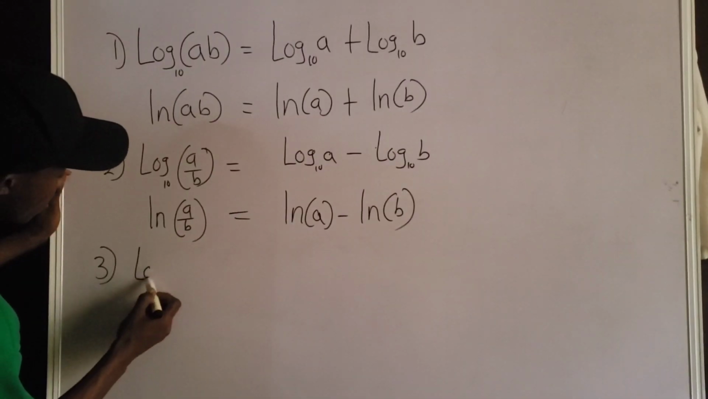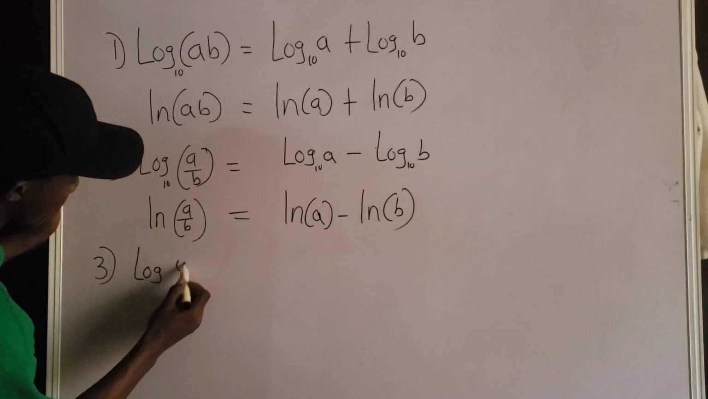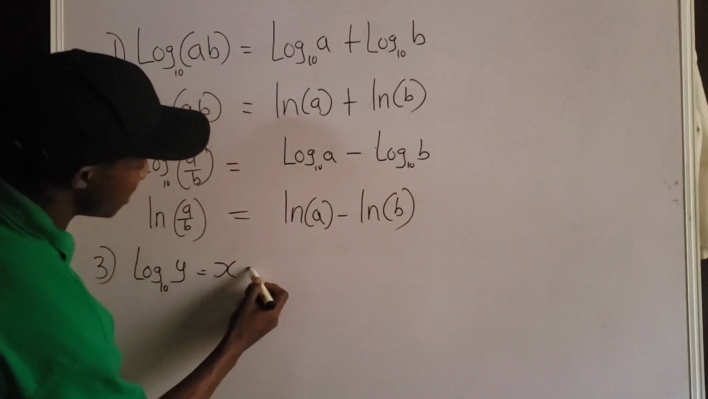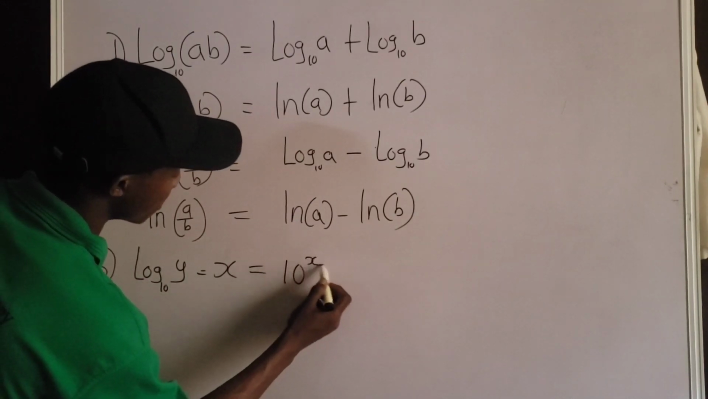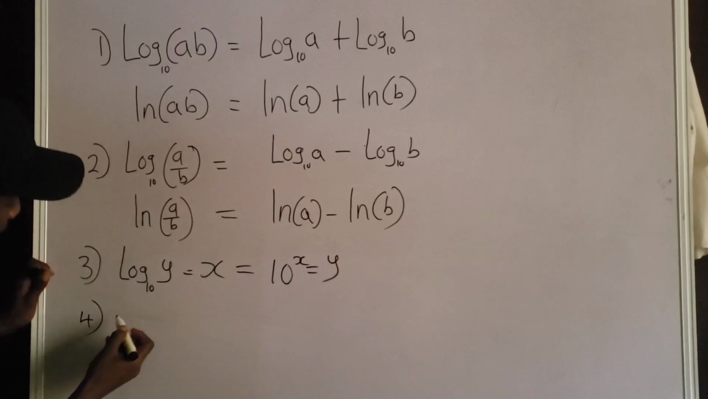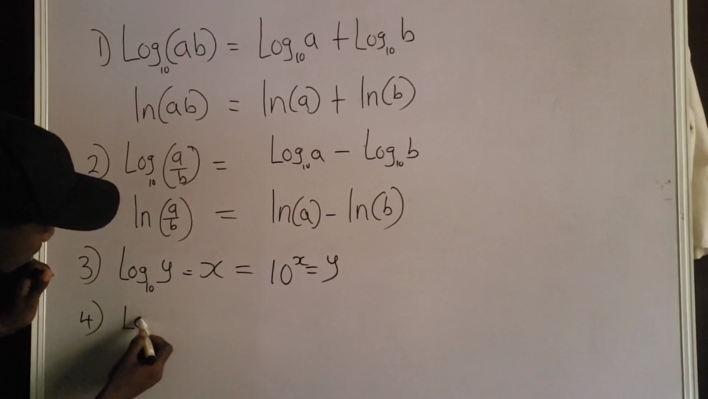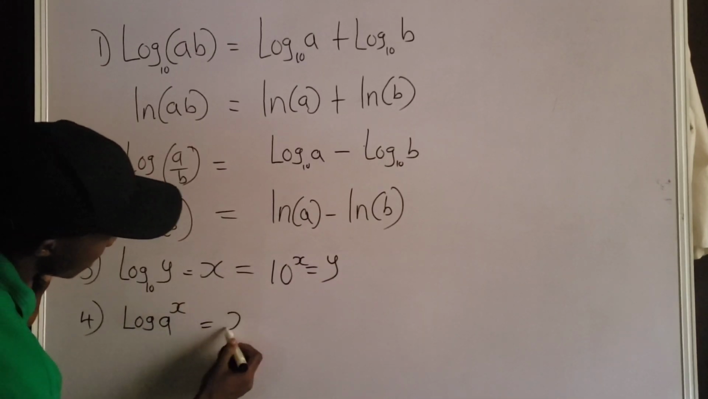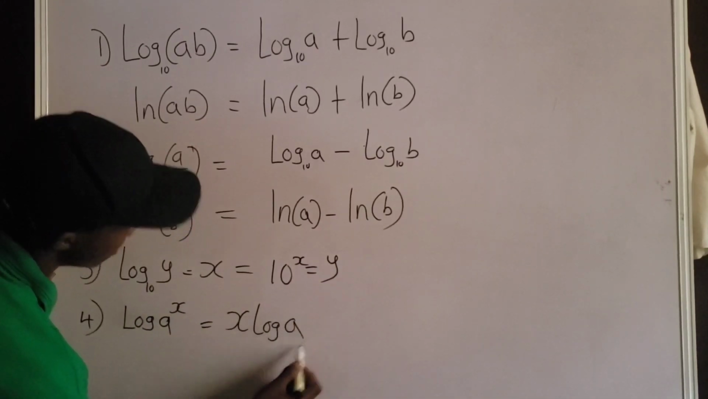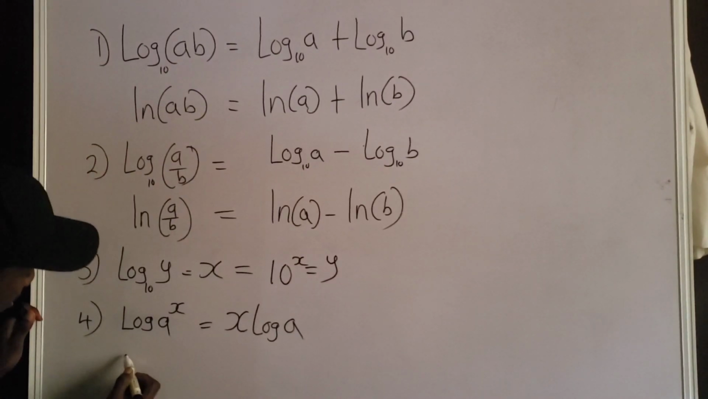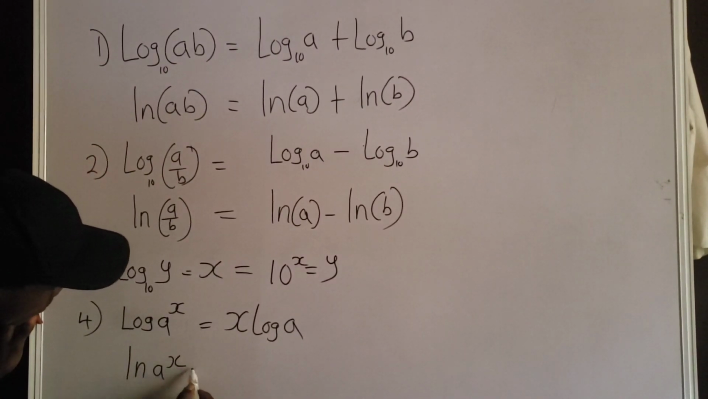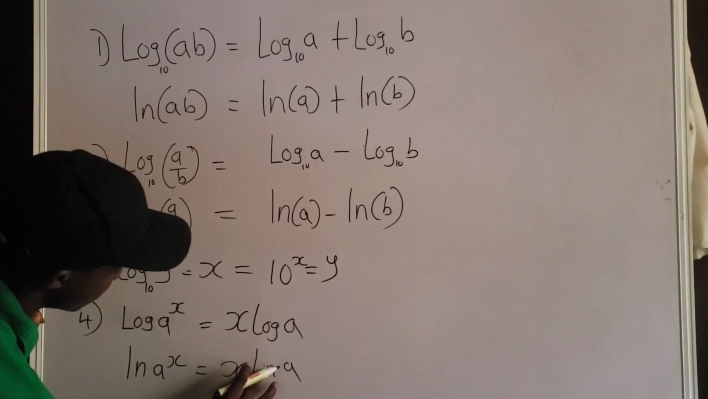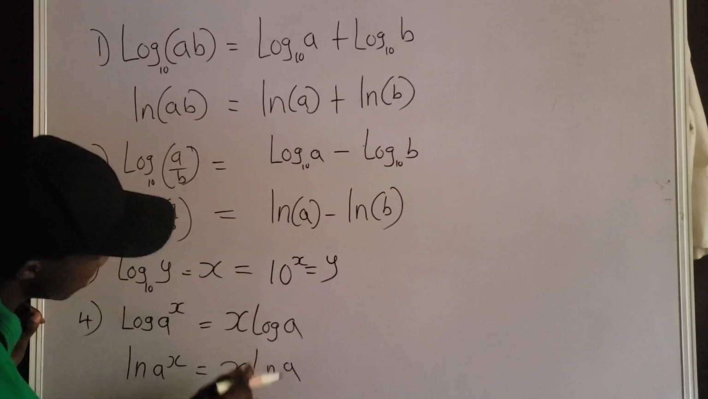If I have log y base 10 equals x in logarithmic form, this can be written in index form as 10 raised to the power of x equals y. Then for log a raised to the power of x, this can be written as x log a. You understand? So if you have ln a raised to the power of x, also natural log, we're going to have x ln a.